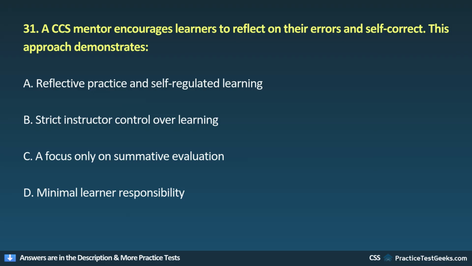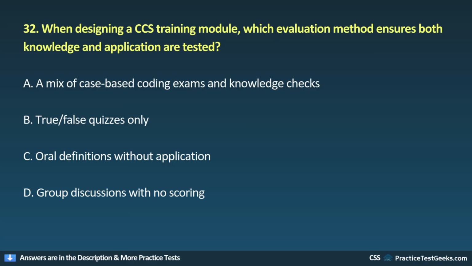B. Strict instructor control over learning. C. A focus only on summative evaluation. D. Minimal learner responsibility. 32. When designing a CCS training module, which evaluation method ensures both knowledge and application are tested? A mix of case-based coding exams and knowledge checks.